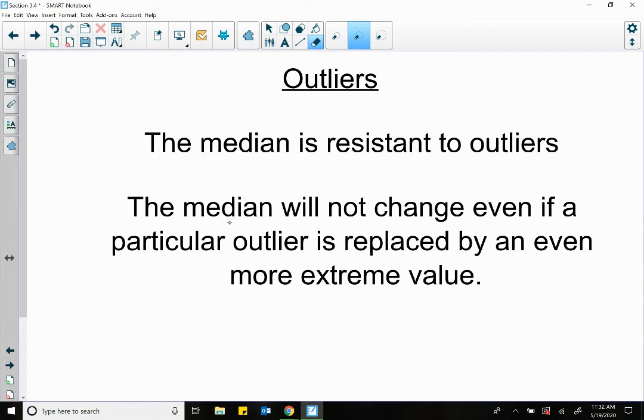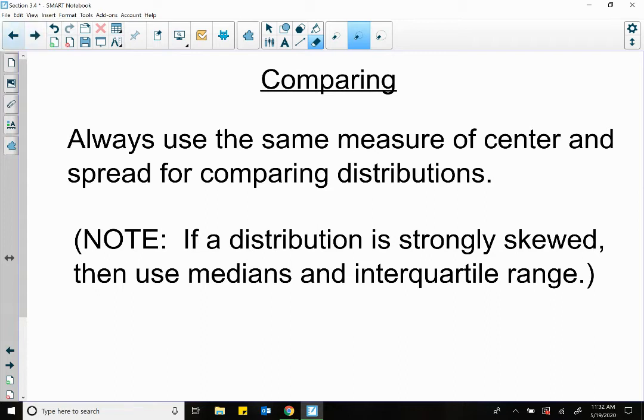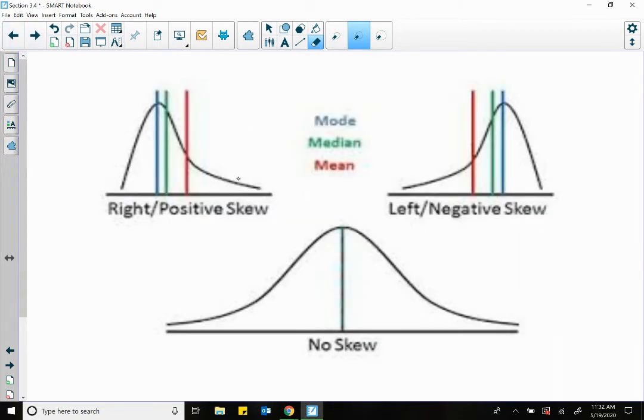Okay, so again, it's important to know that because it's resistant, the median will not change even if a particular outlier is replaced by an even more extreme value. So say we have an outlier at 1,000. My median will stay the same if I exchange that outlier at 1,000 for an outlier at 1,000,000. The median's still the same. Now, the mean would be affected. The mean would actually increase by changing it to a higher value. And the same thing for a lower value.